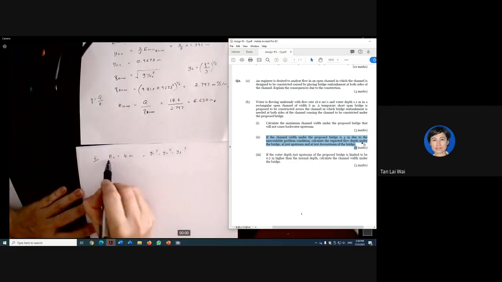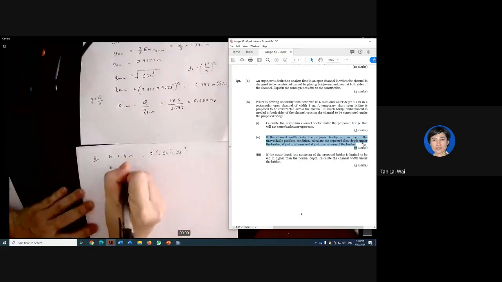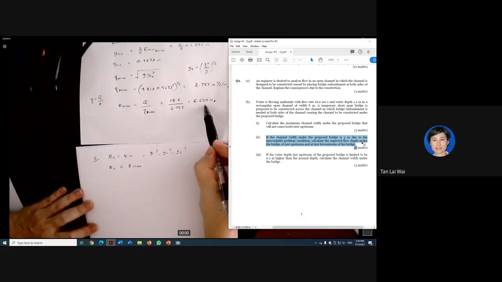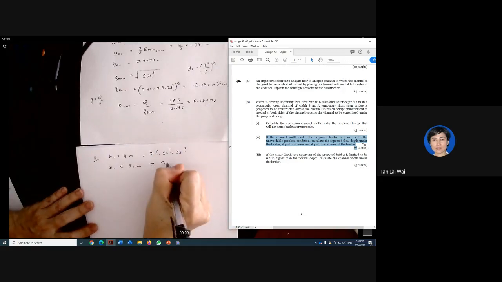So when B2 is 4 meter, B2 is less than B max when you compare it, because B max is 6.65. So what case is this? Anyone can help me? Which case is this? 1, 2, or 3?